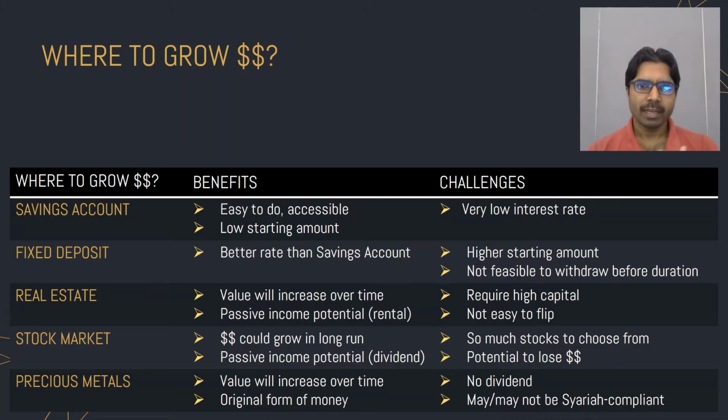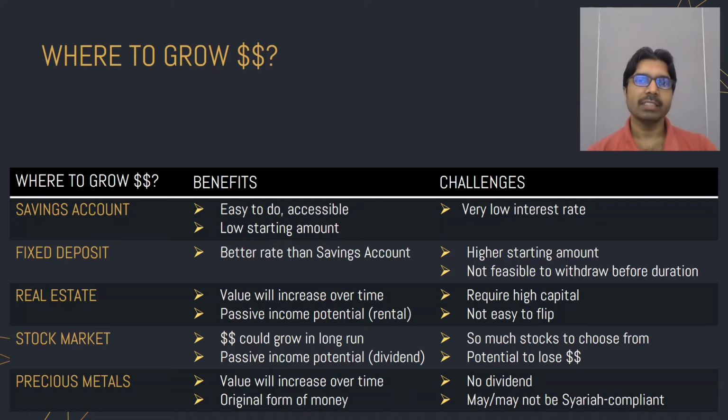And last but not least, talking again about the stock market, there is a potential that the money we save or invest in the stock market will grow in the long run, and it gives you a dividend. If you choose good businesses to invest in, good businesses usually make money. When they have extra money, they will pay back to the shareholders in the form of dividends.